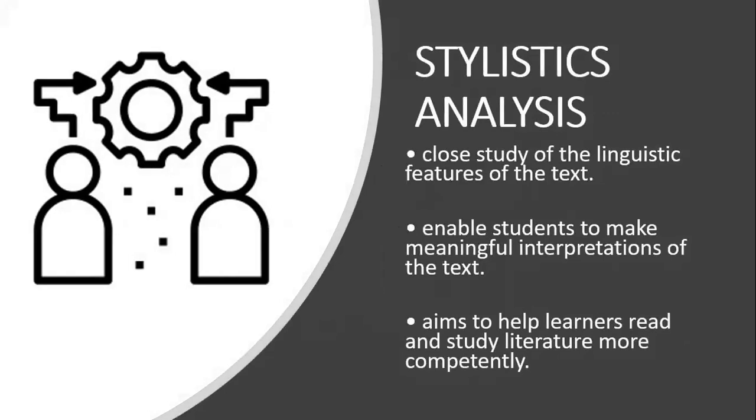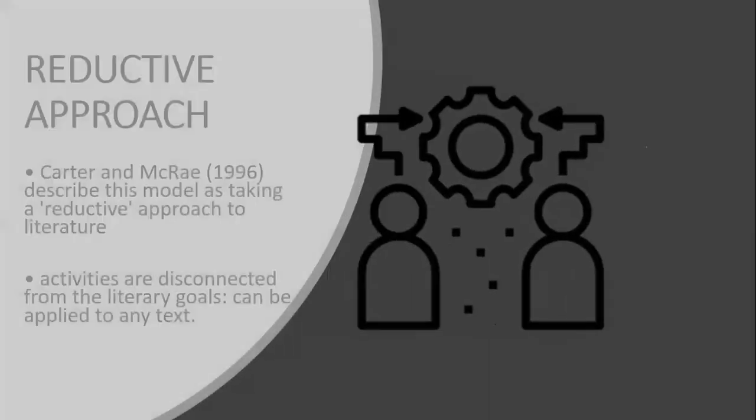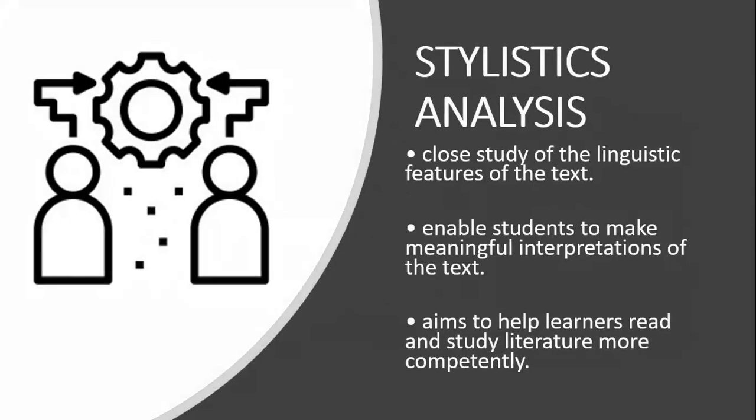So here in stylistic analysis, a close study of the linguistic features of the text is possible. It also enables our students to make meaningful interpretation of the text and aims to help learners read and study literature more competently. So we have the stylistic analysis class wherein it is used in the reductive approach. So how? Sabi dito, when we say stylistic analysis class, it helps the student interpret the text and understand it in a deeper way with the help of the analysis.